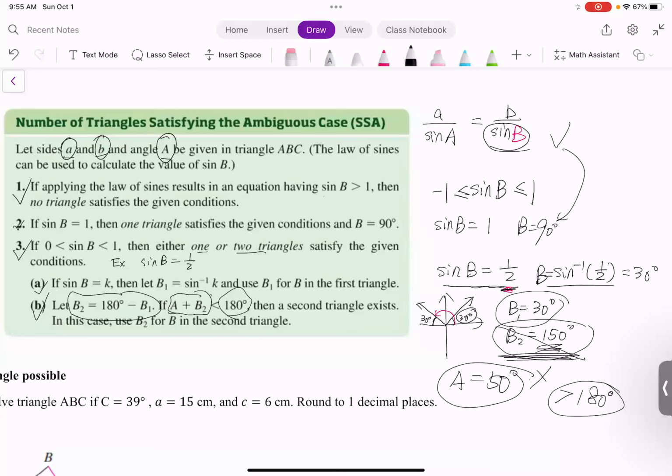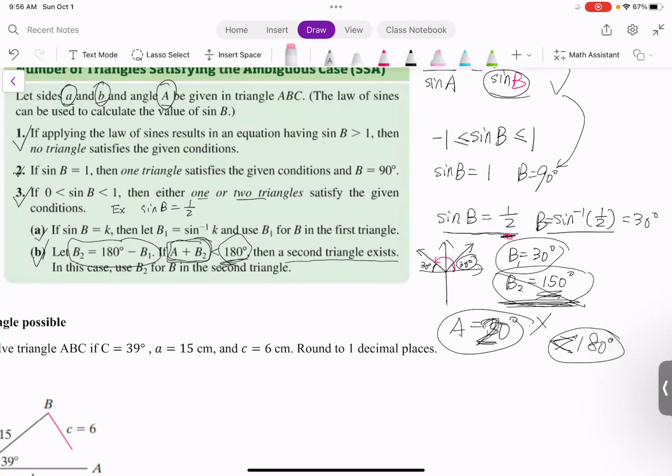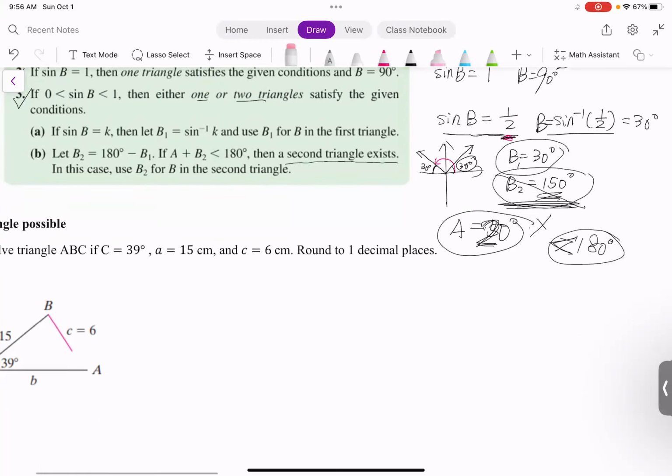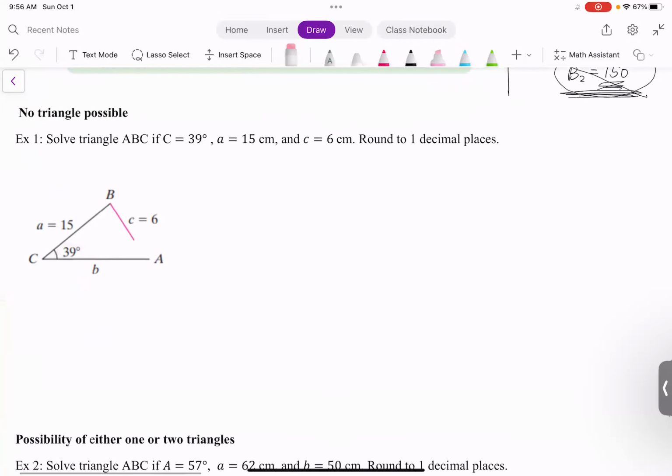But if A plus B sub 2 is less than 180, for example, my A is 20 degrees, so A plus B is less than 180, then the second triangle exists. In this case, use B sub 2 for the B in the second triangle. Okay, let's explain this in more detail in the examples. Let's see the first case.